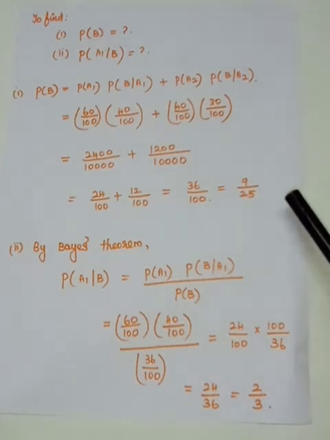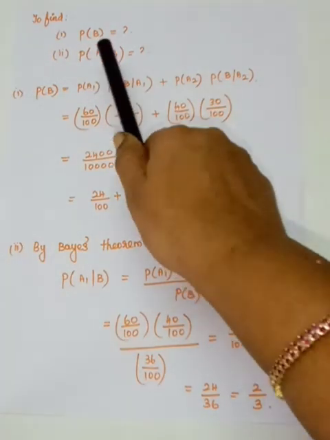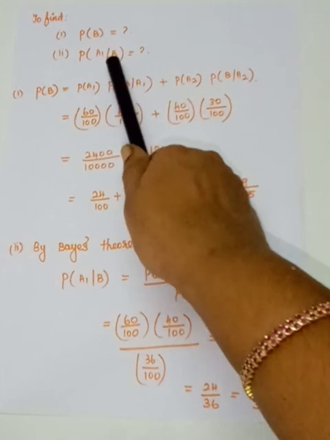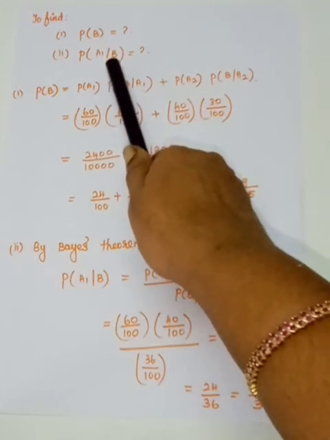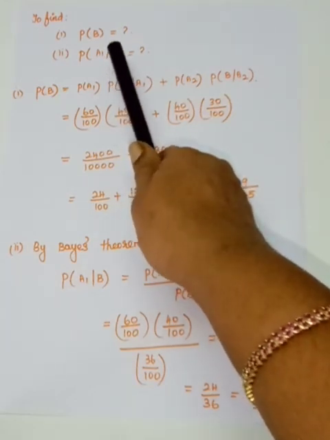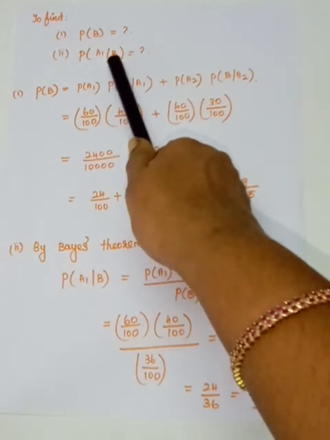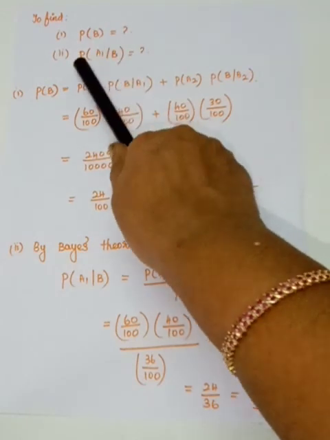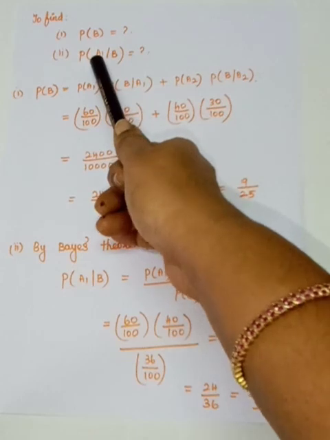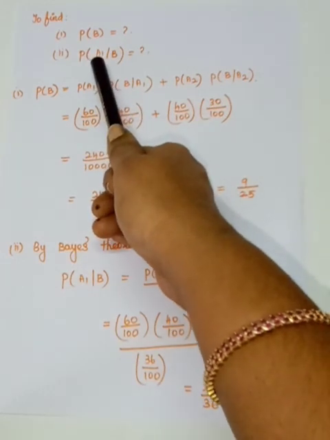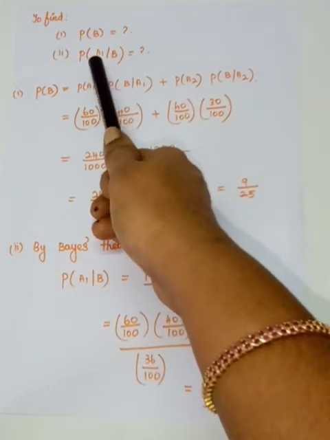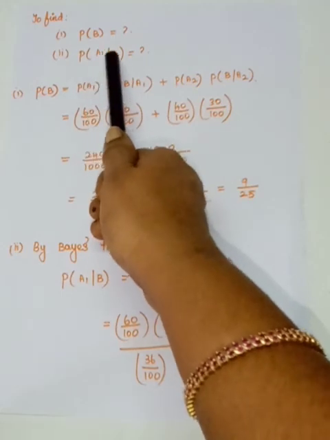See the second subdivision. If the husband is watching the television, the wife is also watching the television. So the husband is watching the television, that event is B. So this condition already happened, so it is denoted in the denominator. If the husband is watching the television, what do we have to find? What is the probability that wife is also watching? So wife is watching the television, that event is A1. So we have to find out P of A1 by B.